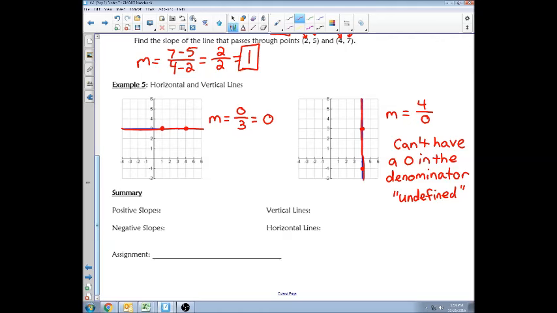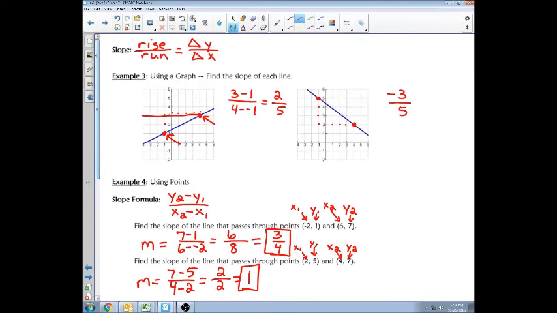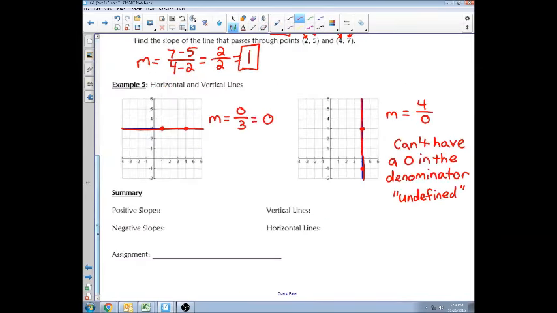Okay? So the summary. It wants to know about positive slopes. Well, the example up here, my slope was positive because it's positive 2 over positive 5. So what does my line look like? Well, it is going up as I go from left to right. So down here at positive slopes, I'm going to draw an arrow from left to right. It is going up. Okay?